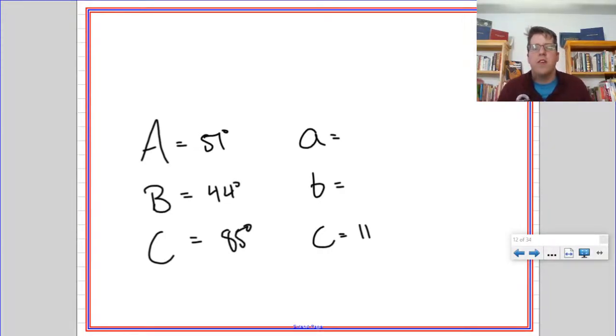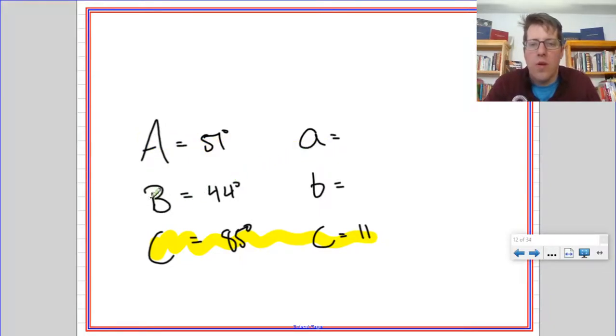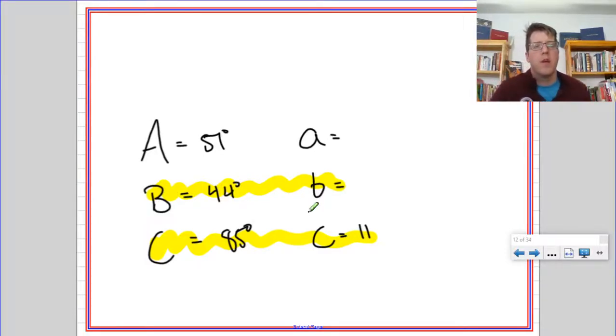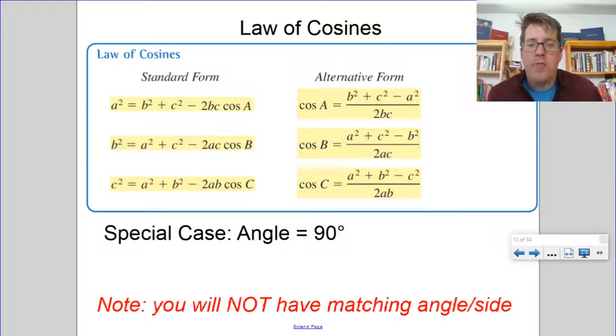Since we can find C, now we have the ability to do cross multiplication with either C and A or with C and B. There has to be a matchup, though, of the same letter. So angle C and side C, or angle A and side A, or angle B and side B. Now, if we don't have the ability to do that, then we need to use a separate law, the law of cosines.